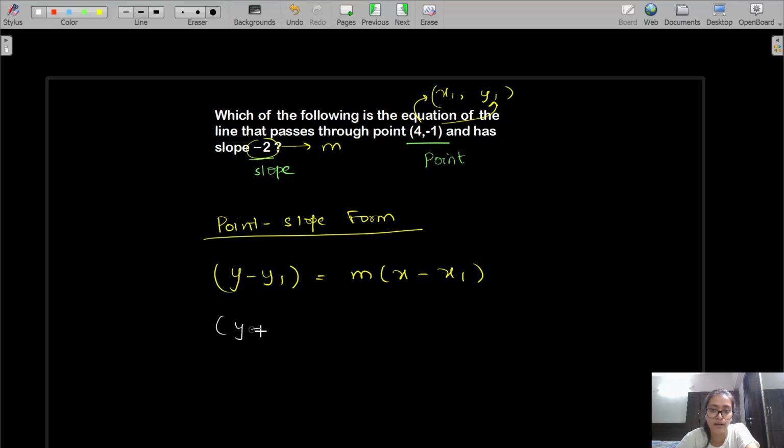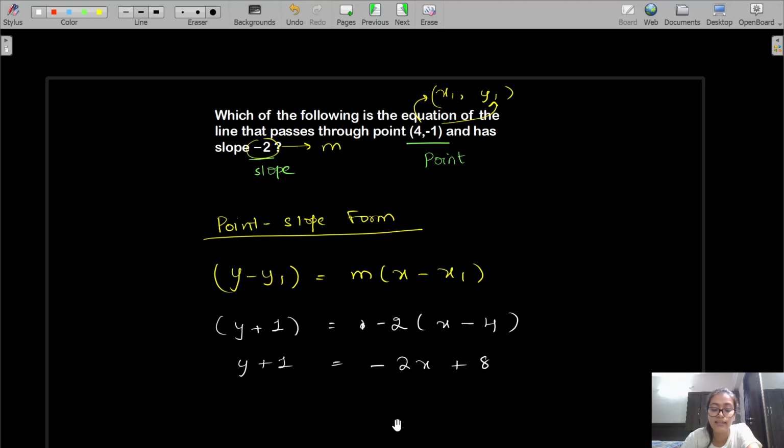So we have y minus y1, where y1 is negative 1. So negative of negative 1 will become a positive 1, equals m, which is negative 2, times x minus x1, which is 4. So we get y plus 1 equals negative 2 times x, which is negative 2x, plus 8.